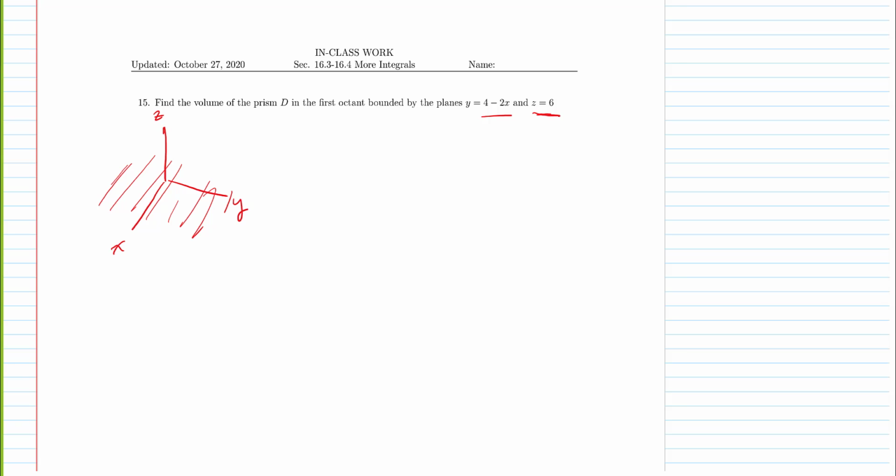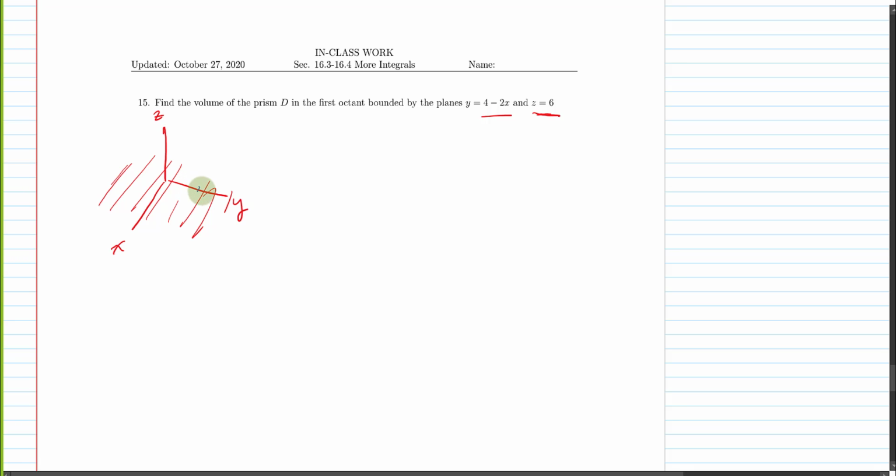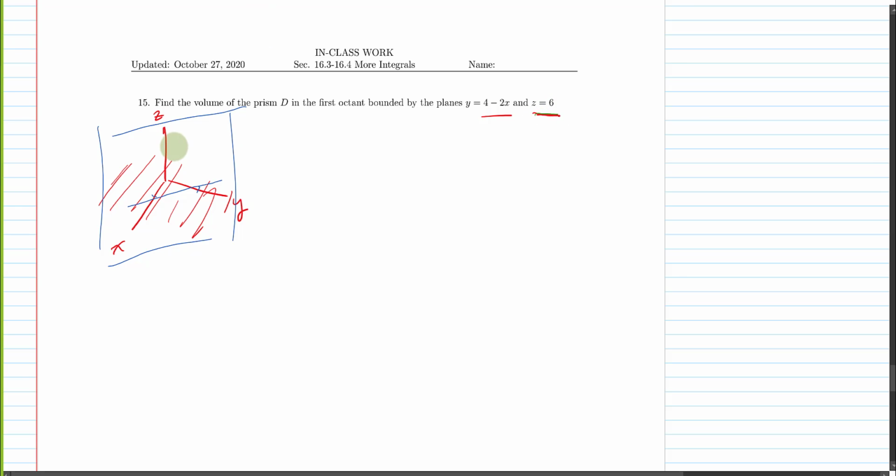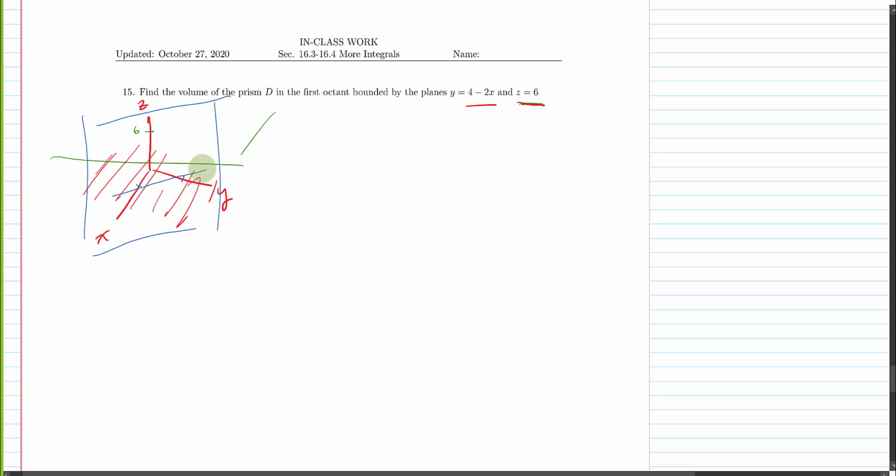So let's see here, that would have a y-intercept of 4 and an x-intercept of 2. So that's this line right here in the xy plane, but that's going to give me then this plane in 3 space. Okay? So that's going to be one side of it, and then I've got the plane z equals 6, so maybe here's where z is equal to 6, and so then that's going to give me this plane right here.